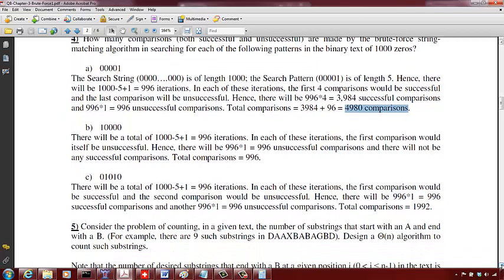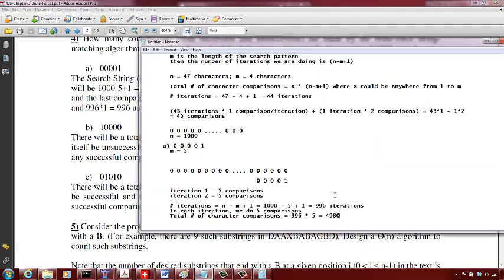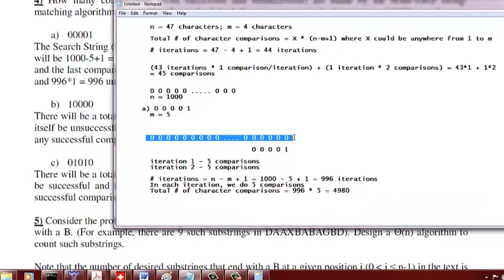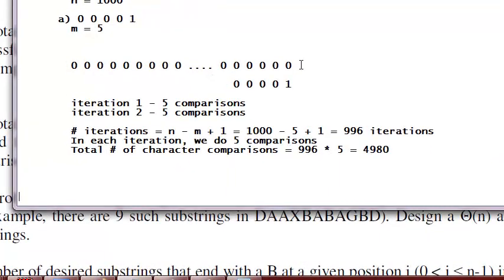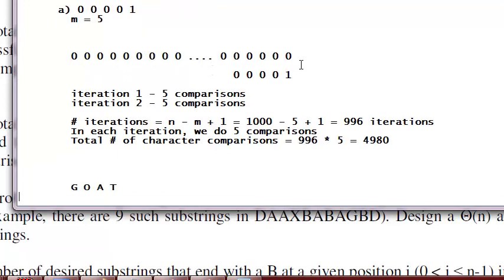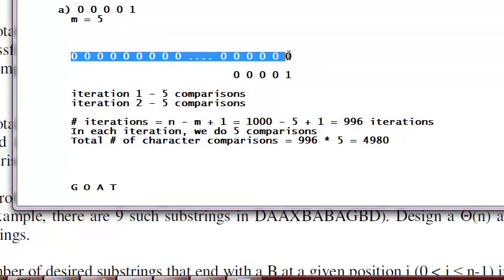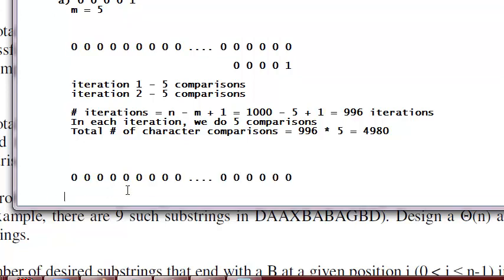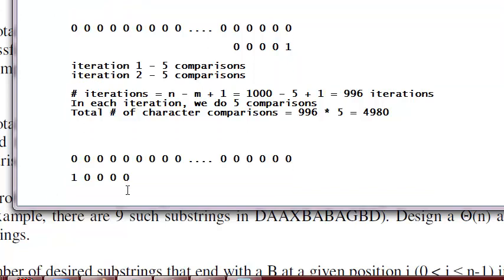So let's look at this. Now the string is still the same. You have these 1000 zeros, and now what you're going to look at is a search pattern like this. So now looking at this B part.